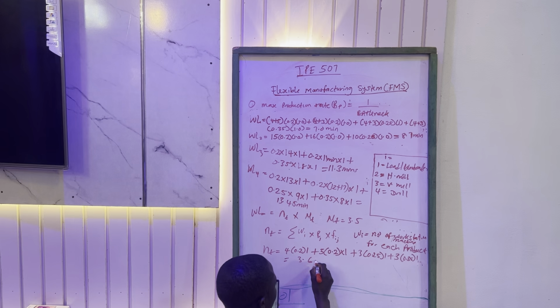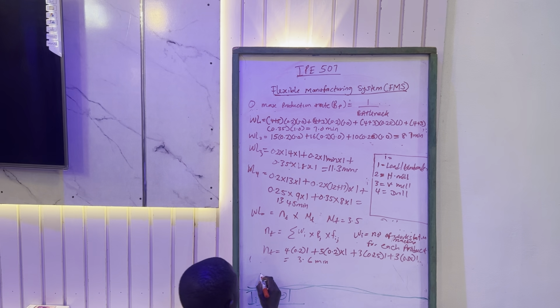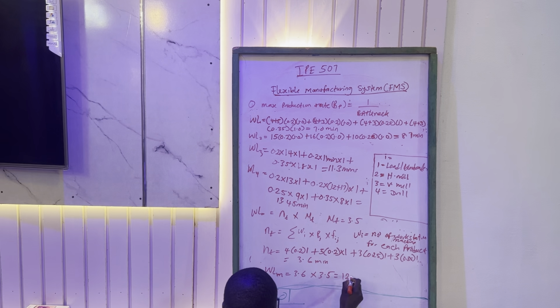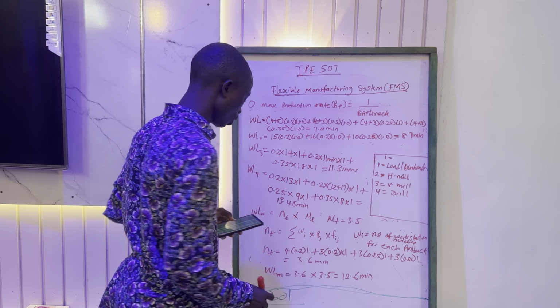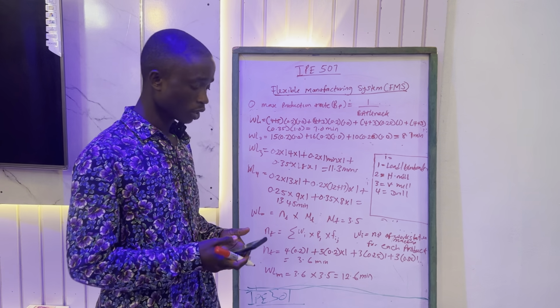So now we know nt is 3.6. We need to get our WLM, which is the total operating time for the material handling system. The total operating time for the material handling system will now be equal to 3.6 times 3.5, which is equal to 12.6 minutes. Then we are getting there. We can change this to WFR5, but I decided to leave it like that.